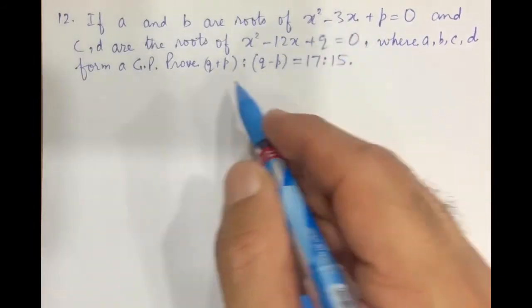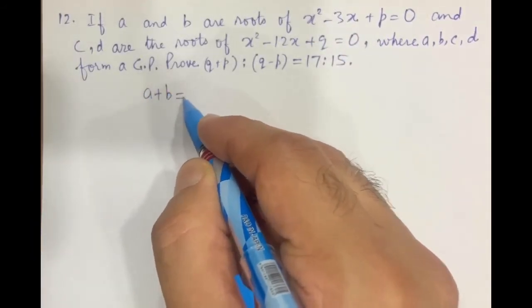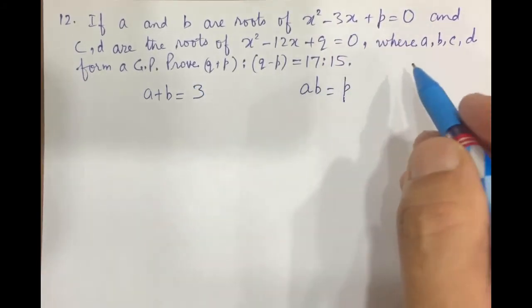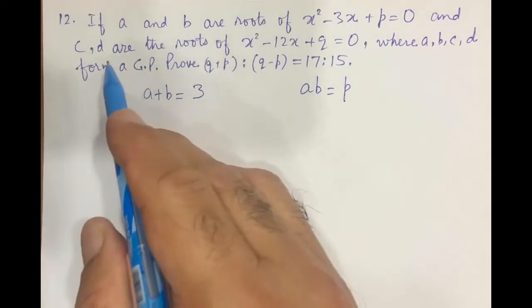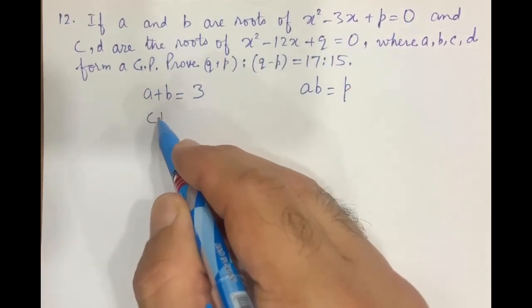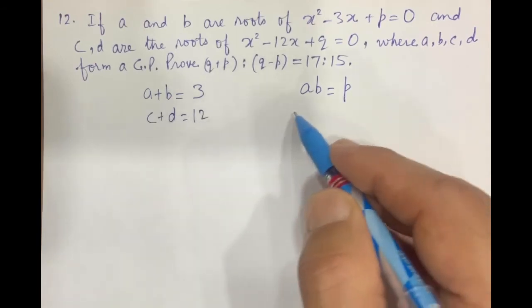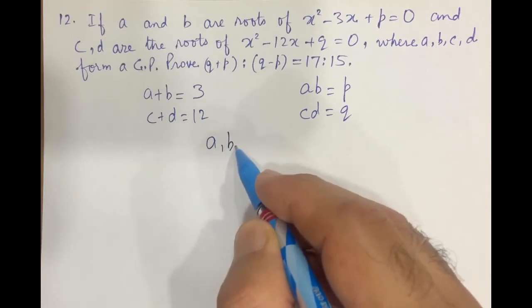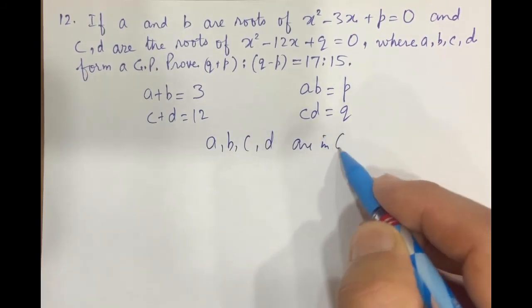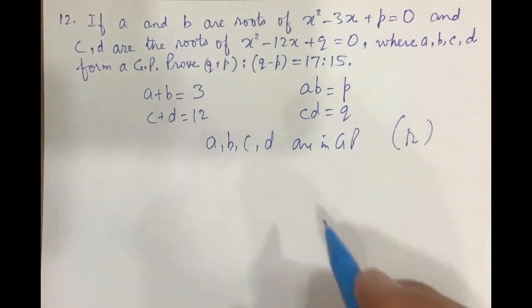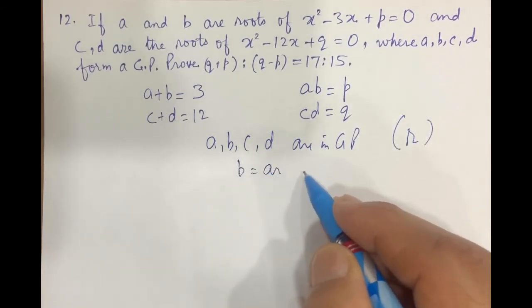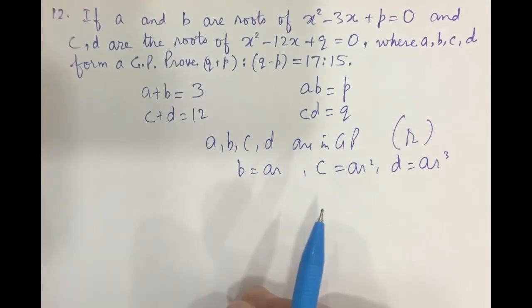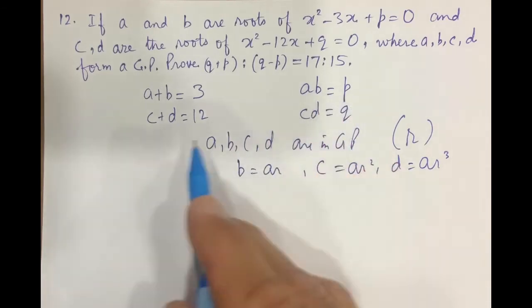A and B are roots of this quadratic. So we can write sum of roots as minus b by a and product of roots as c by a. Similarly, c and d are roots of the second equation. Sum of roots c plus d will be 12, and product of roots is q. A, B, C, D we are given are in GP. Let us say with common ratio of r. So we can say B is ar, C is ar square, D is ar cube. We substitute these values in these four equations.